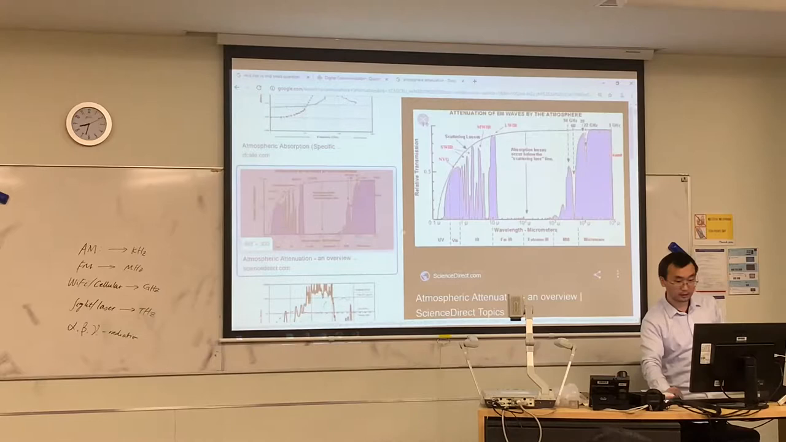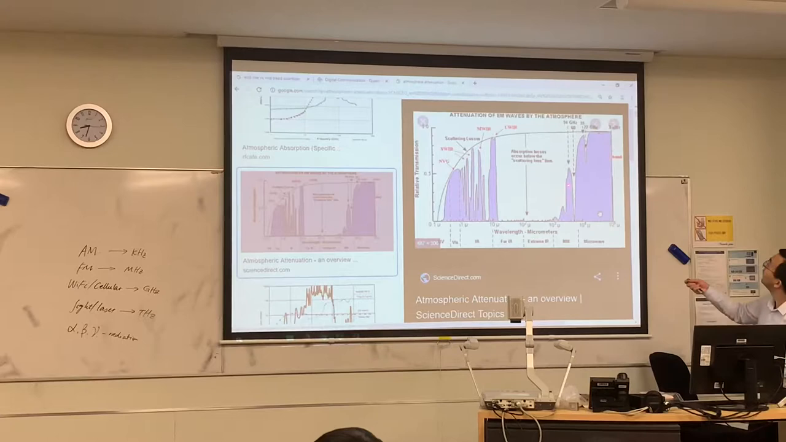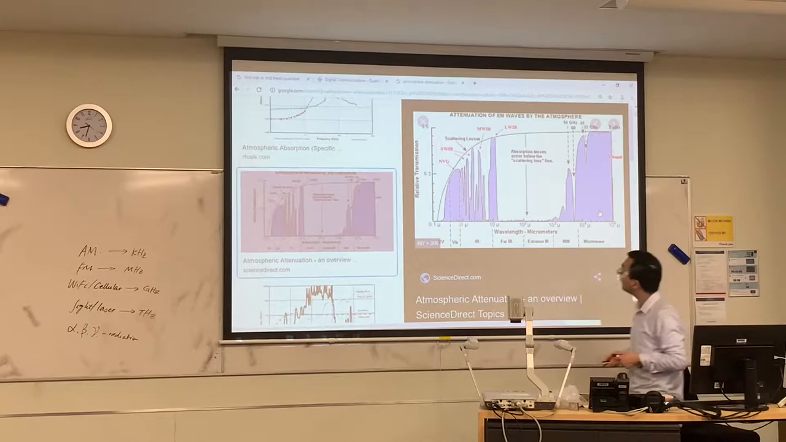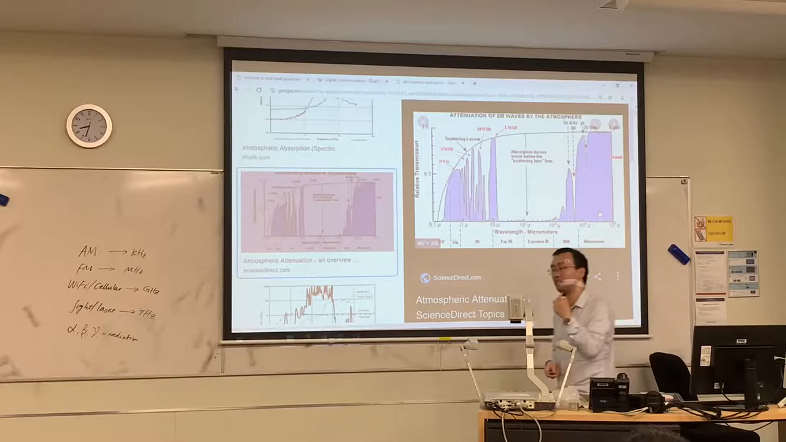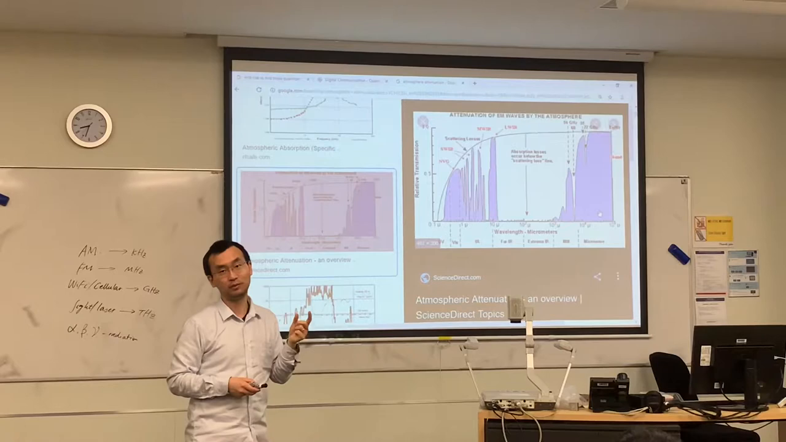Then this one shows you probably the combined attenuation, right? You see in a different band, the attenuation is different. And that's why usually those bands with less attenuation are already very crowded. There are a lot of transmissions happening in that band, right?